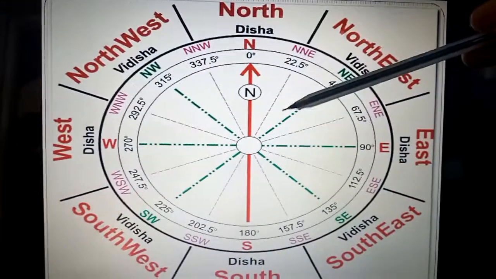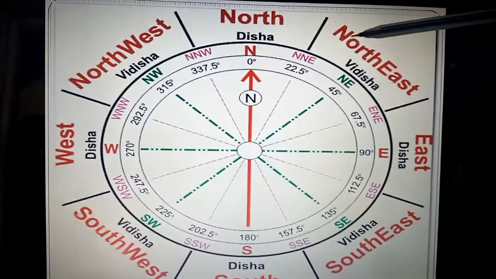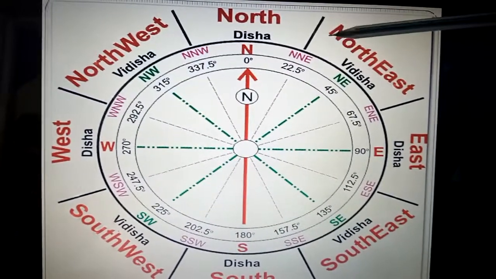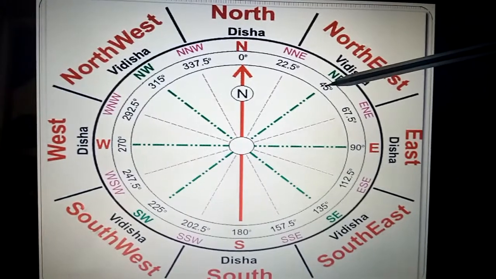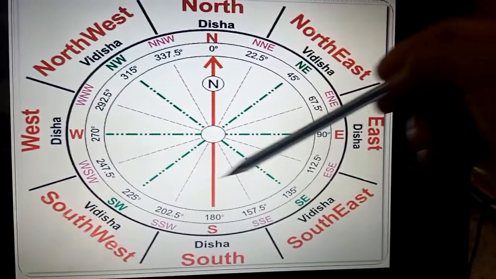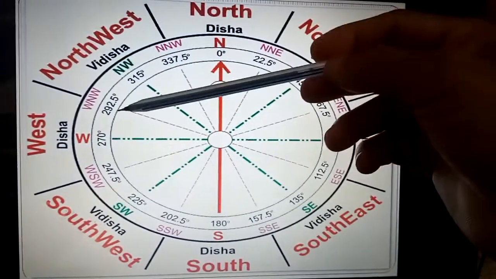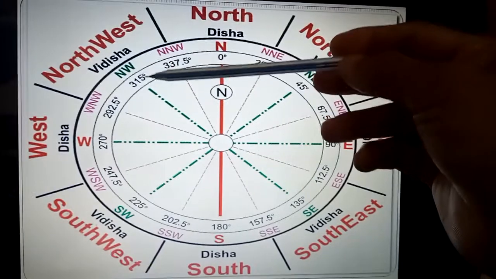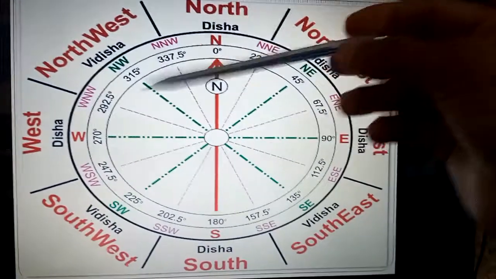When we talk about intercardinal points, then we are talking about northeast, which is 45 degrees, southeast 135 degrees, southwest which is 225 degrees, and northwest which is 315 degrees.